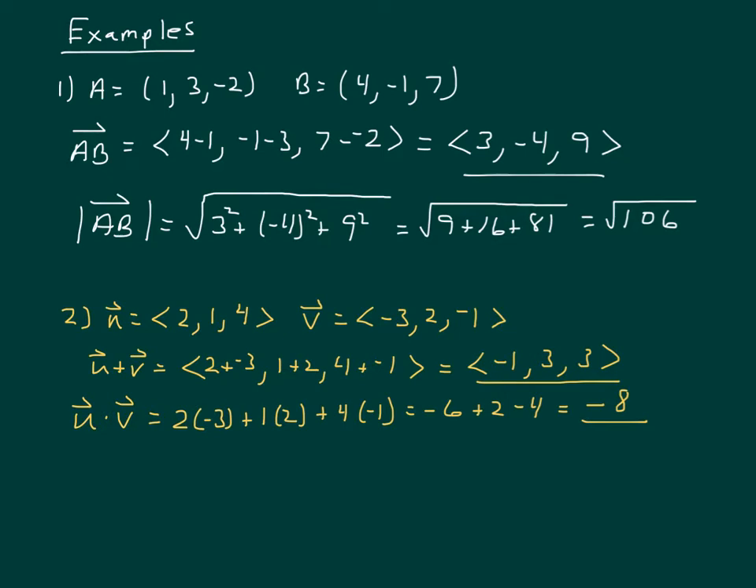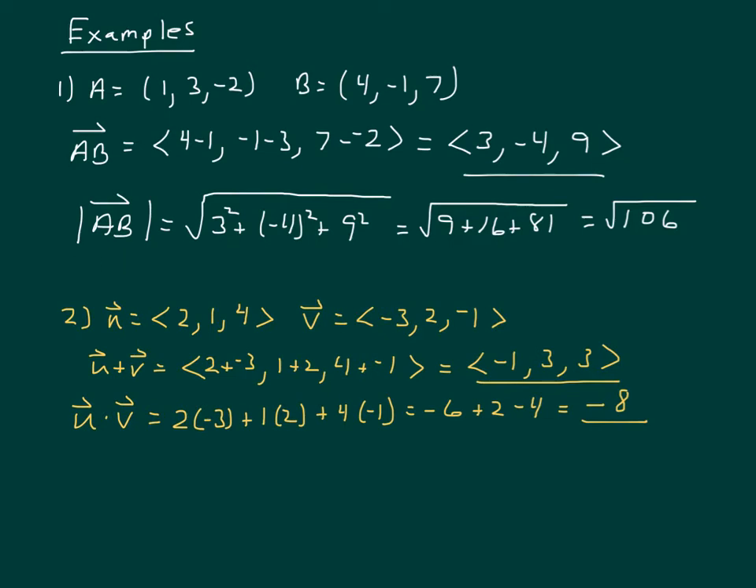In this case, it's going to be 4 minus 1. Take the first component, subtract them, the difference between the second components, and then the difference between the third. So 4 minus 1, -1 minus 3, and 7 minus -2. And that vector comes out to be 3, -4, 9.